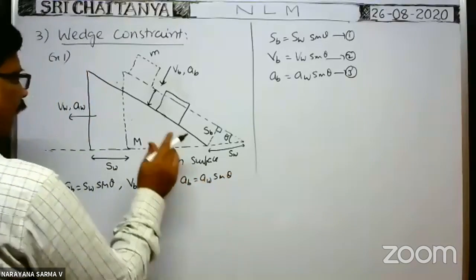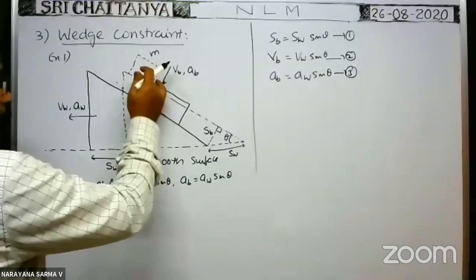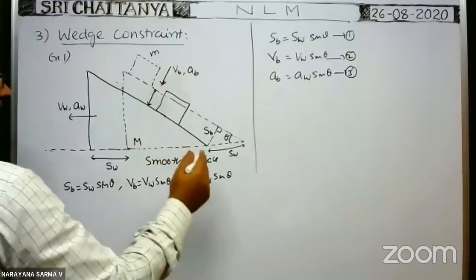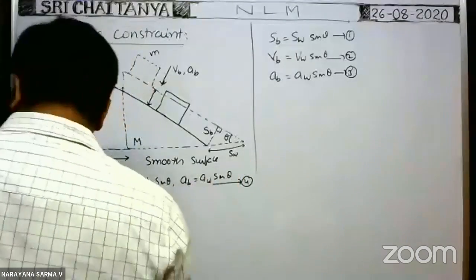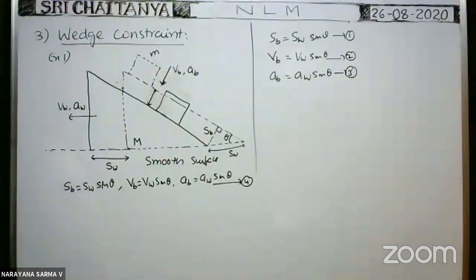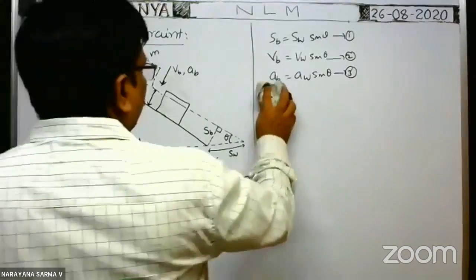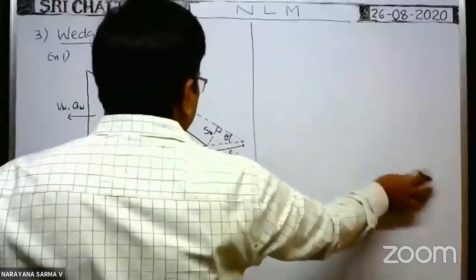Here AW is the acceleration of the wedge along the horizontal direction. AB is the acceleration of the block perpendicular to the incline, that is, acceleration in this direction. This is equation 4. Now I will erase this also, because I need the space to derive the formulas for AW and AB, the acceleration of the wedge and the acceleration of the block.